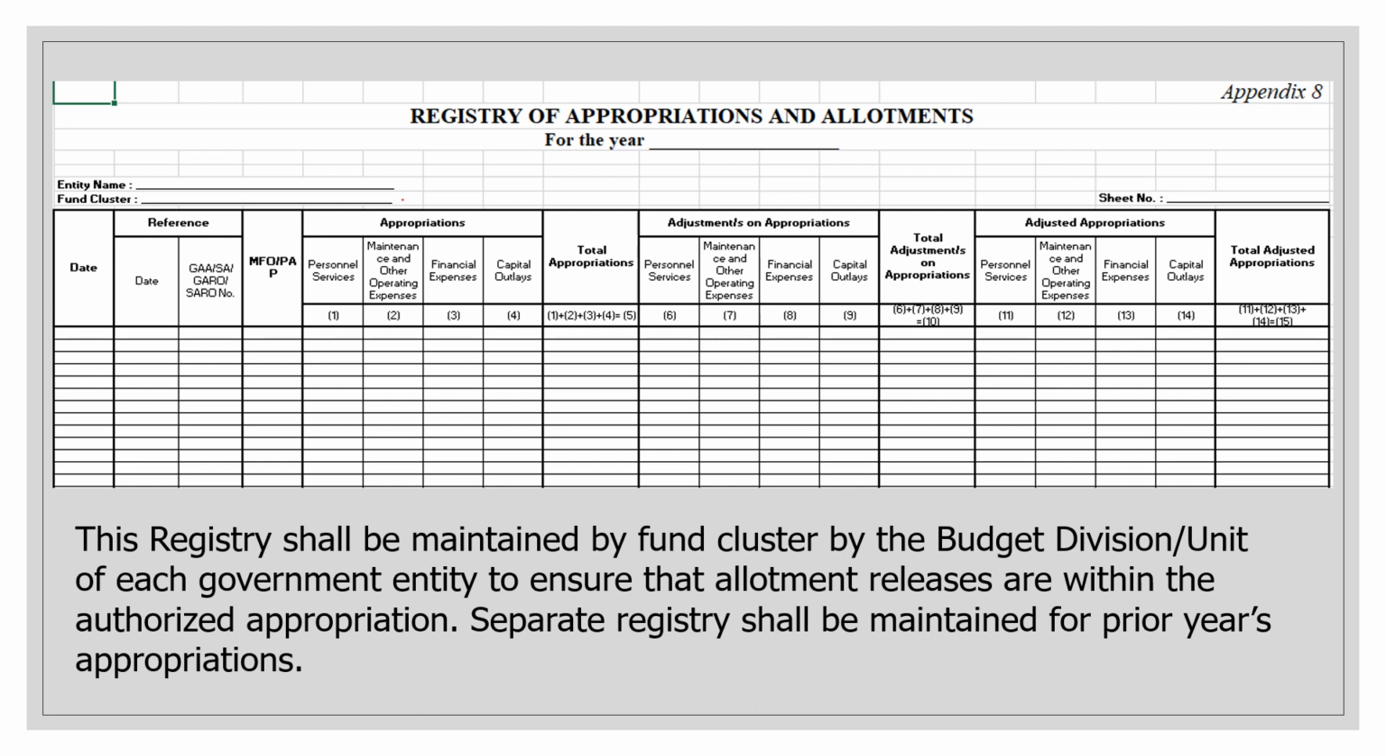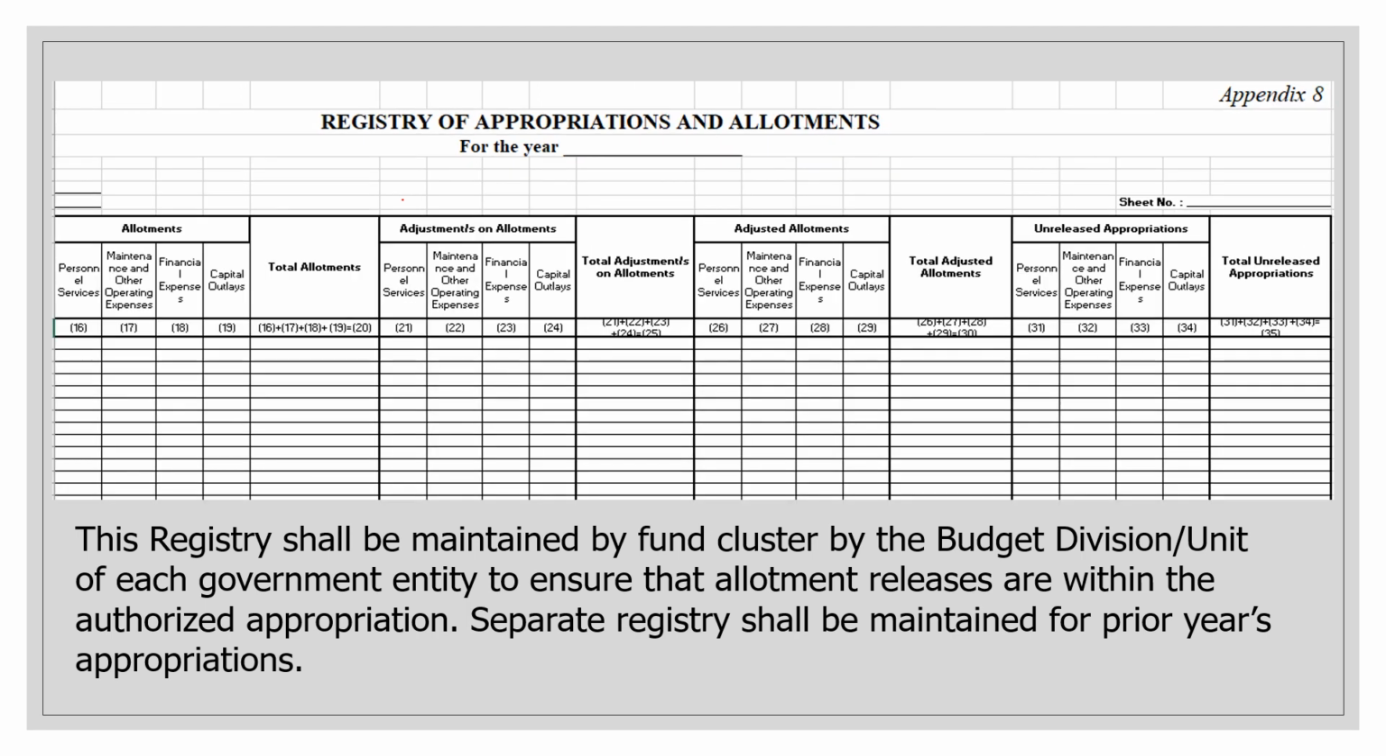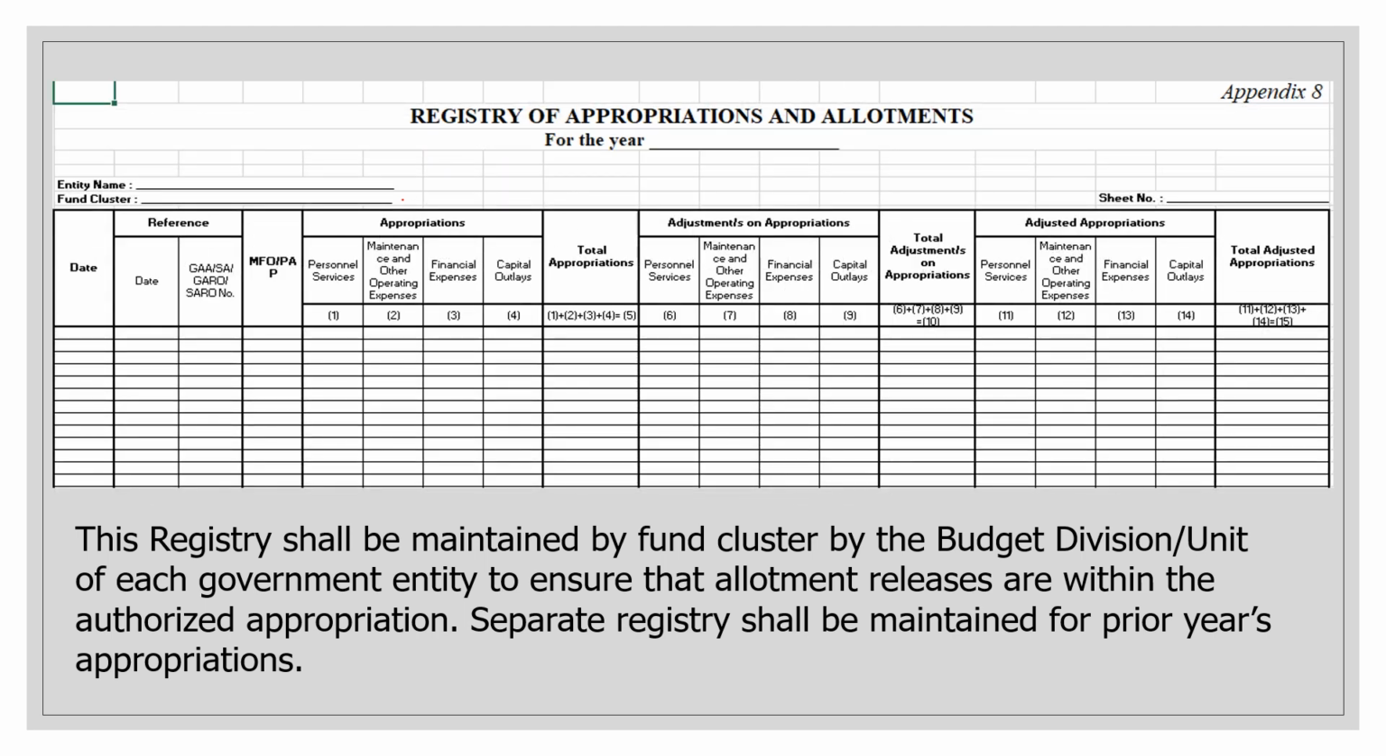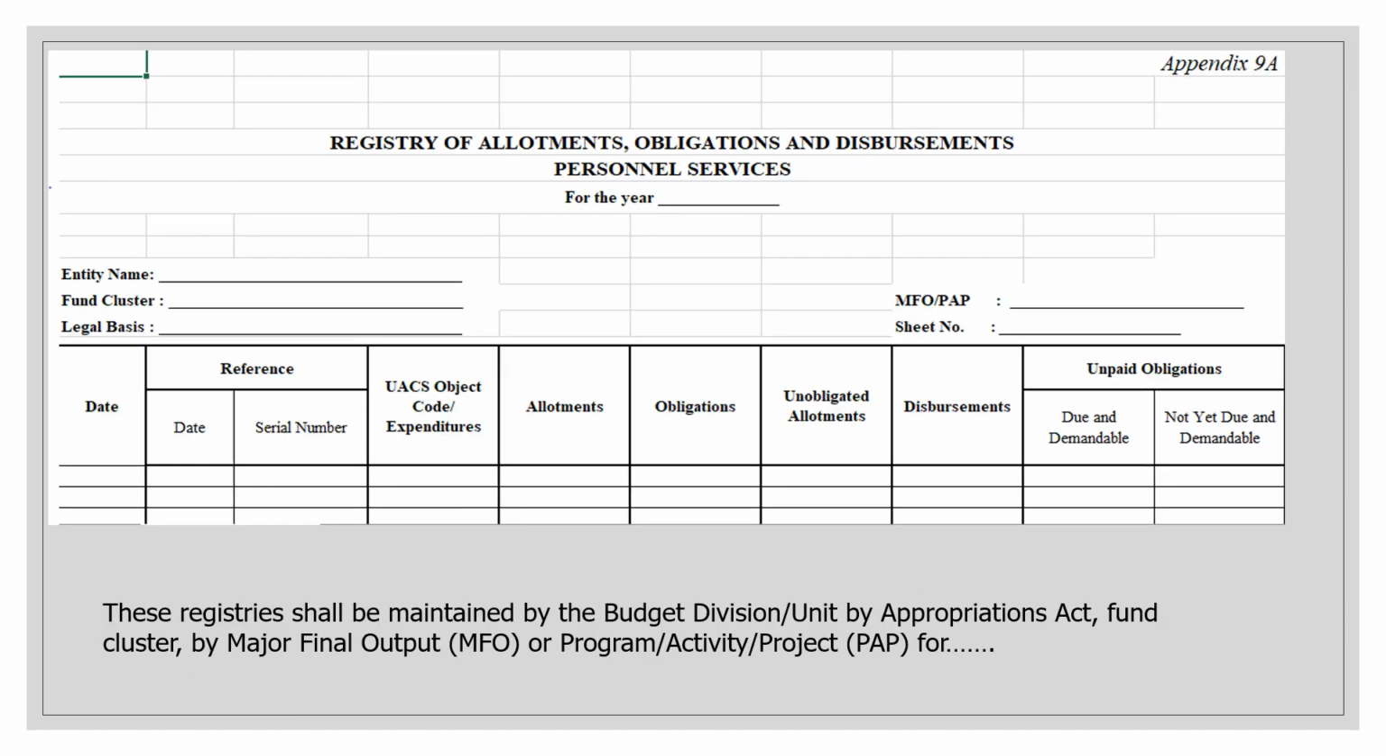Then going on, we will have the second page, the allotments. A while ago, the first page was all about the appropriations, and on the second page are the allotments, and we have the unreleased appropriations. So this is to make sure that the allotment releases are just within the authorized appropriation for each government agency.